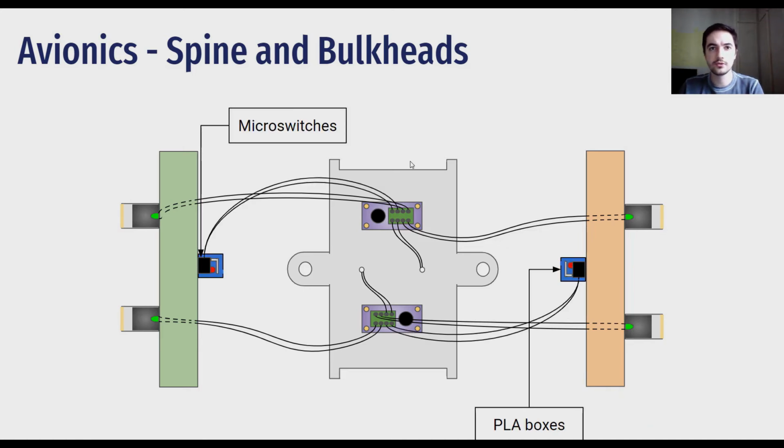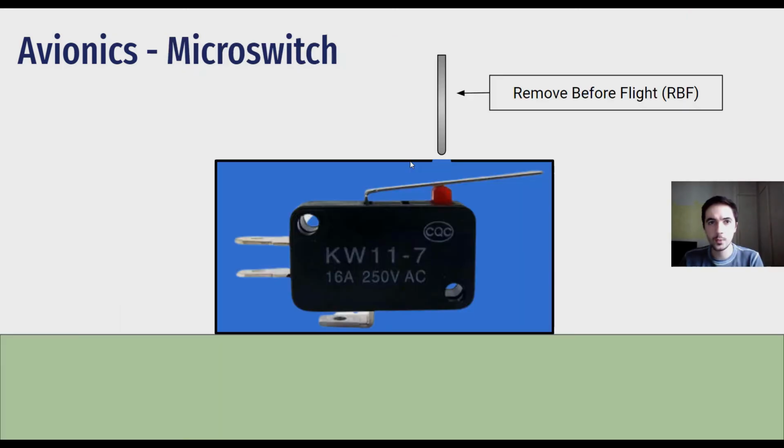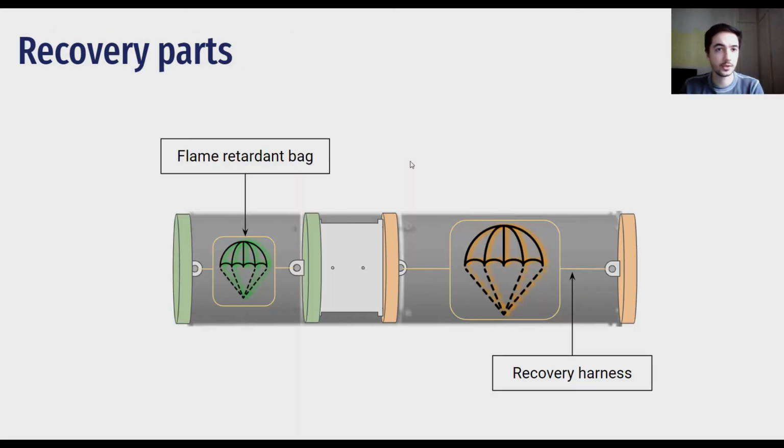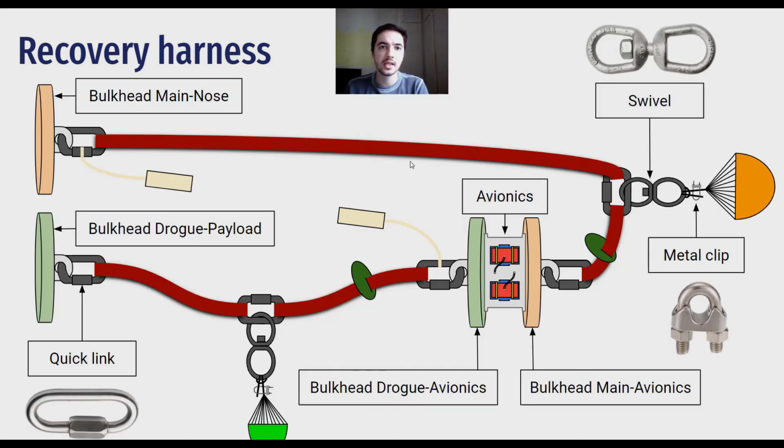Furthermore, we have a micro switch for each altimeter installed in PLA boxes screwed in one of the bulkheads. Those micro switches ensure that the altimeters stay inactive while the rocket does not launch. With this, just before the flight, we pull the remove before flight pins so we can activate the altimeters. The parachutes are located in the drogue and main tubes, are folded inside an anti-flame bag and covered by a thermal blanket to keep the parachutes from burning during the explosive activation. It is worth noticing that both parachutes are connected to the rocket structure through shock cords, carabiners, and swivels.